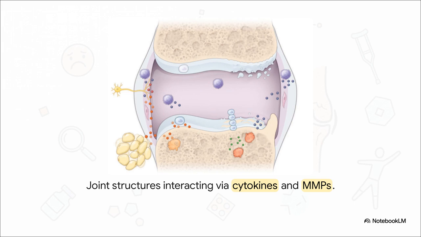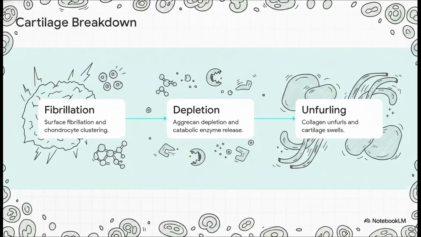Instead of maintaining their home, they get provoked into releasing catabolic, matrix-destroying enzymes. We're talking matrix metalloproteinases, specifically MMPs and ADAMTS5. On top of that, vascular endothelial growth factor, or VEGF, triggers blood vessels to literally invade the calcified cartilage from the bone below. It is an absolute active war zone. So how exactly does this war play out?